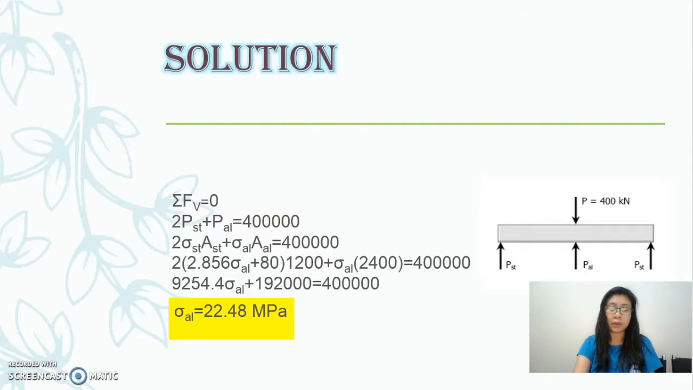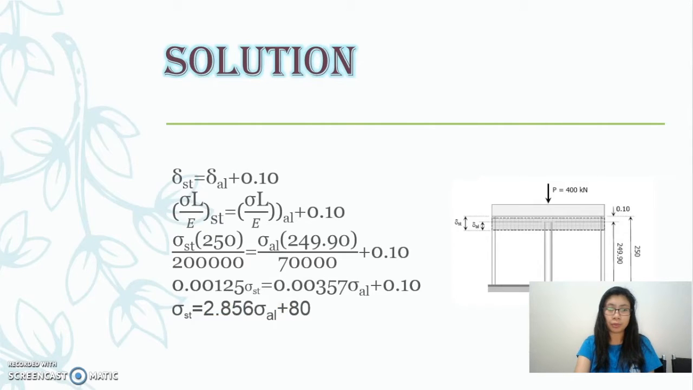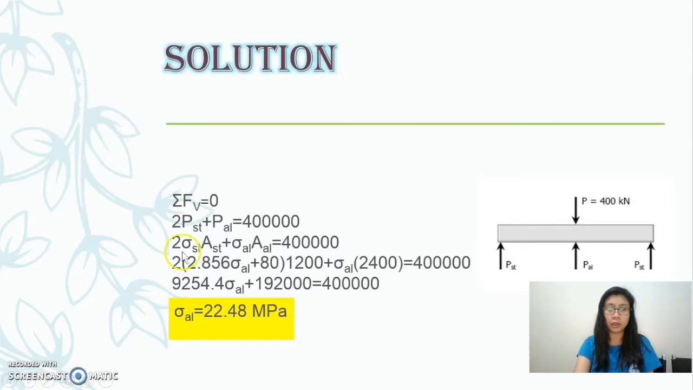Since the equation of the stress is force over area, we can derive the equation of the force, which would be equal to the stress times the cross-sectional area of it. Then we have an equation for the stress of the steel, which is this equation, and we would substitute it to this equation so that we can get the stress of the aluminum, which is 22.48 megapascal. That answers the question to the problem.